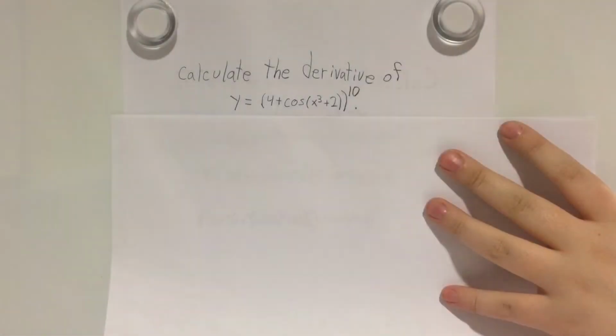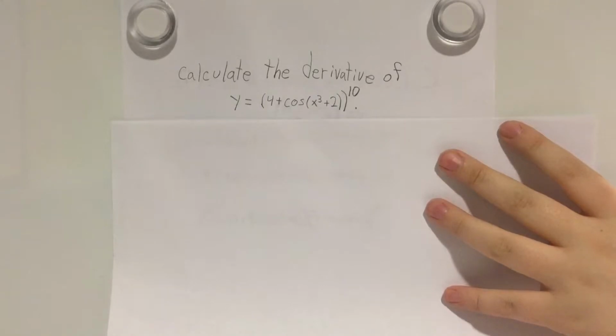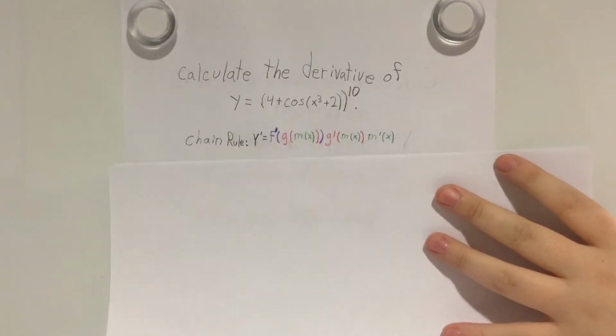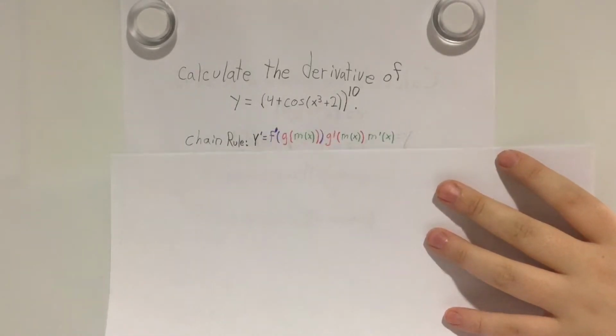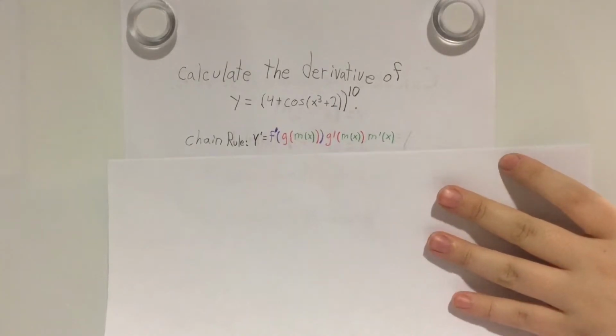Here we're going to calculate the derivative of y equals 4 plus cosine of x cubed plus 2 all to the 10th power. So to solve this, we'll be using the chain rule. This is one way that the chain rule can be written.